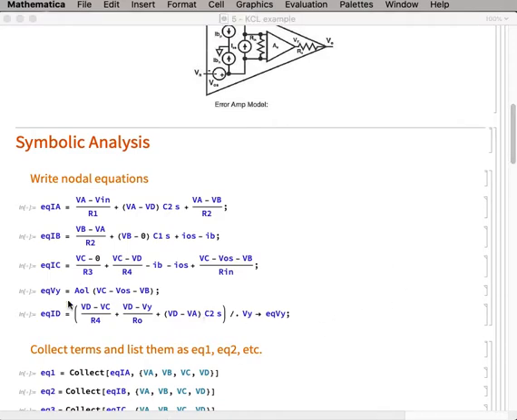Now the transfer function, we're going to call that EQVY, is the gain of the op-amp, AOL, times VC minus VOS minus VB.